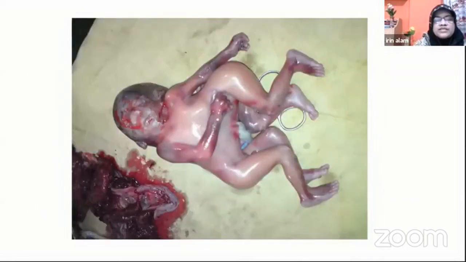There may be a picture like this. This is a conjoined twin. The fetuses are attached at the abdomen and also at the head. This is craniopagus and this is thoracopagus. Both of these are present in this case.